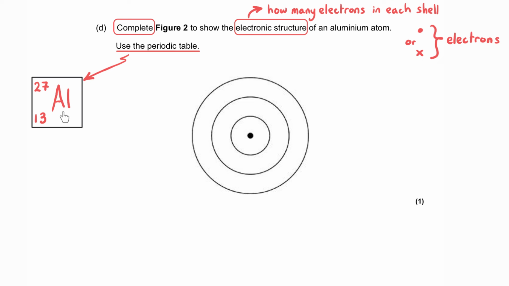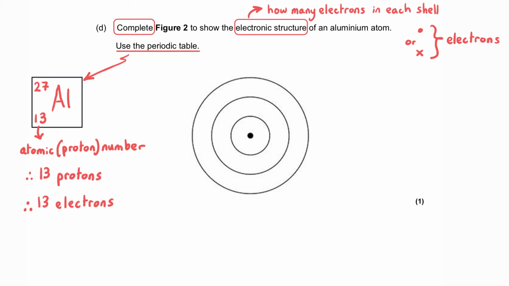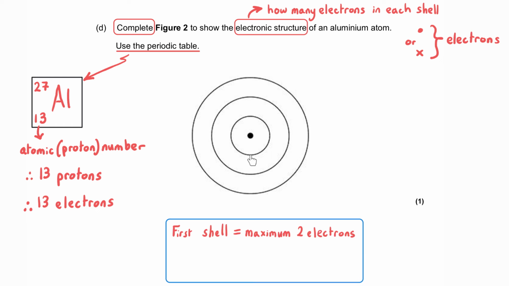Aluminium has got the symbol Al. It's got 2 numbers, 27 and 13. 13 is the atomic or proton number, which means an aluminium atom has got 13 protons, and therefore it will also have 13 electrons. We need to put those 13 electrons into the shells. The first shell can hold a maximum of 2 electrons and then it is full. So once we've placed our 2 electrons in that shell, we need to move out to the next shell.